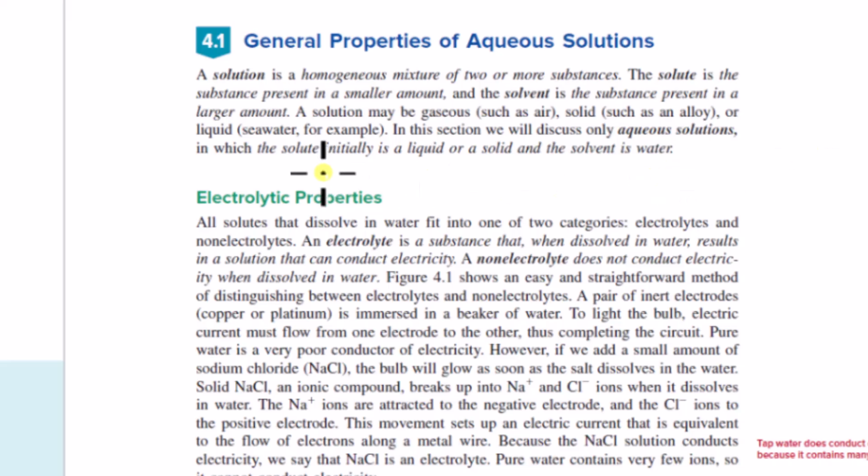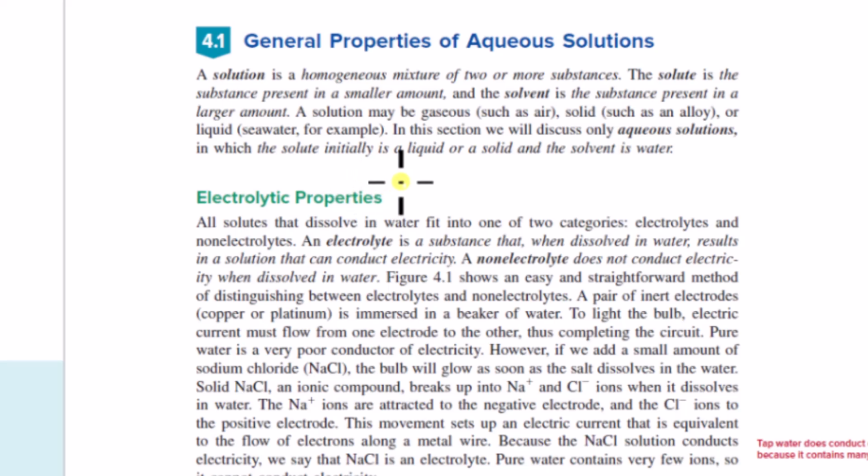Now it also says here that the solute initially is a liquid or a solid, and the solvent is water. I'm not sure why they say that, because we're going to see an example in a few minutes of a gas dissolving in water and it becomes aqueous. It was hydrogen chloride gas. It turns into hydrochloric acid. So I'm not sure why they said it this way, but it's really anything dissolved in water that's aqueous.